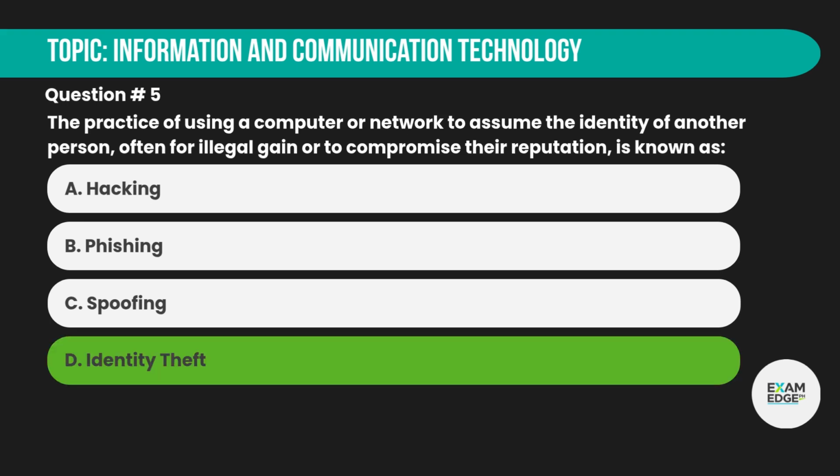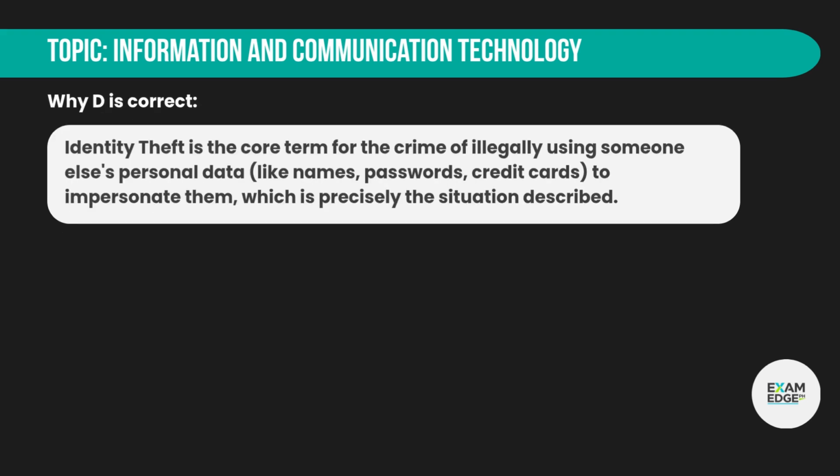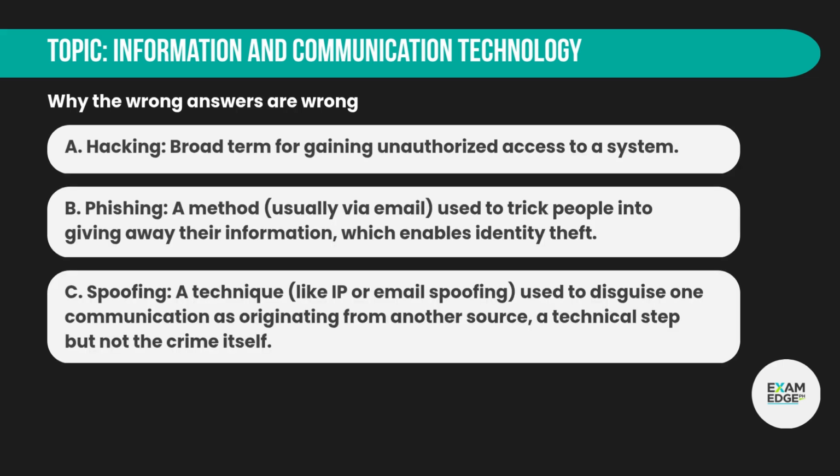Correct answer, D. Identity theft. Why D is correct? Identity theft is the core term for the crime of illegally using someone else's personal data, like names, passwords, credit cards, to impersonate them, which is precisely the situation described. Why the wrong answers are wrong.